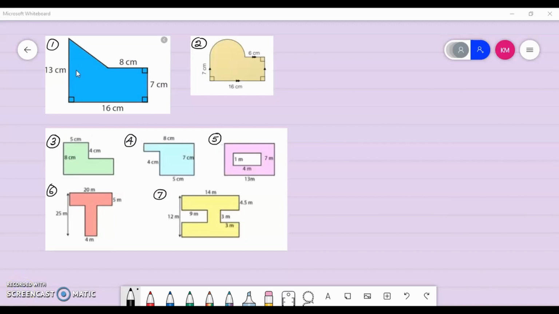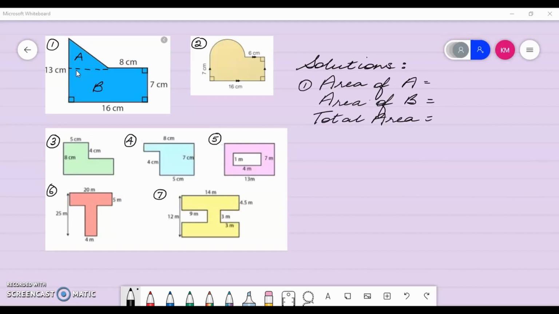So what can be done is dividing this shape like this to form two different shapes. I can label this here A and this shape B. So I'm going to write my solution here. To find the area of A, I first need to find what the height of the triangle is.